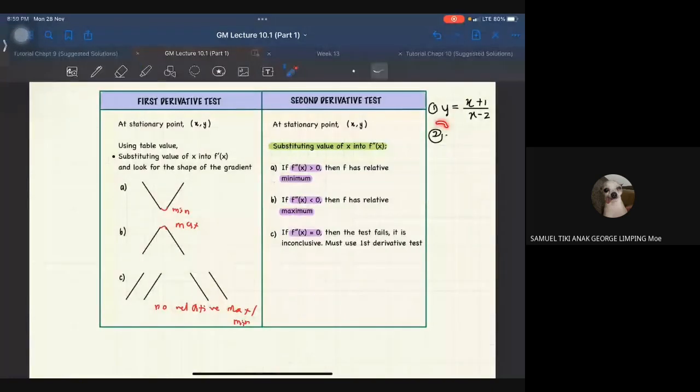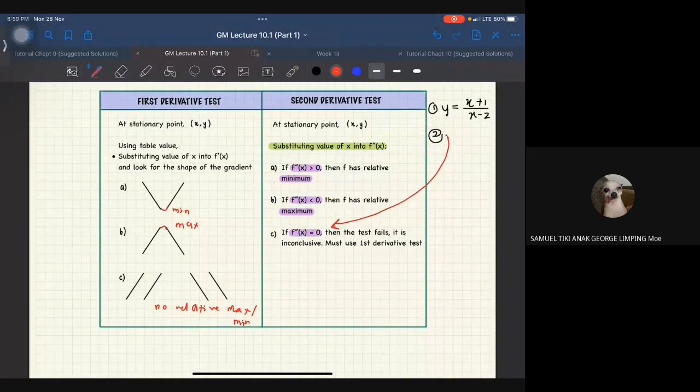Okay, so second case kenapa kita jangan guna second derivative test is sebab this one. Okay, sebab bila dapat sama dengan kosong, dia jadi inconclusive. Okay, so that's why lah second derivative test ni dia tricky sikit sebenarnya.